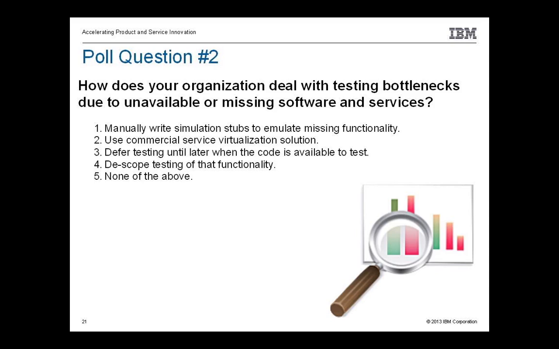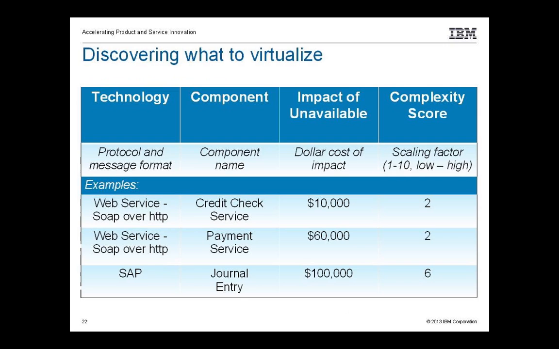So let's go on to the next slide. So, how do we get going with service virtualization and developing virtual components? We want to look at where we're going to get the biggest bang for our dollar. Initially up front, get the low-hanging fruit. And one of the items we suggest in the book, when you're looking at discovering what to virtualize and you're trying to prioritize which components you want to virtualize, is to look at a number of factors. What is the technology or the protocol or the message format? Is it easy to simulate that missing functionality?